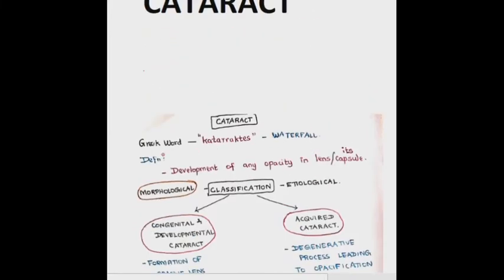First, cataract. Cataract is derived from the Greek word cataracts, which means waterfall. So the Greek word of cataract is meaning waterfall. So what's the definition of cataract? The definition of cataract here: development of any opacity in lens and its capsule. It is called as cataract.